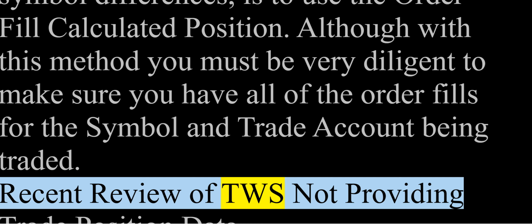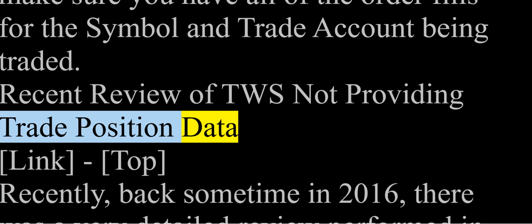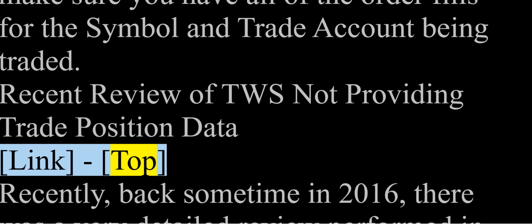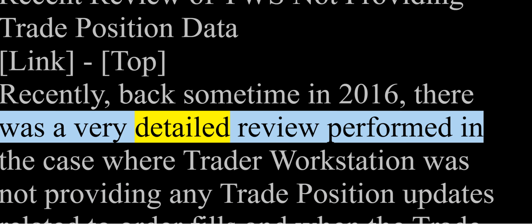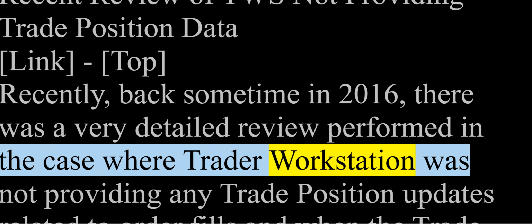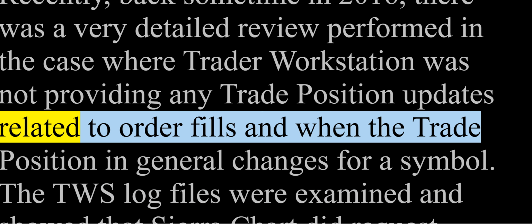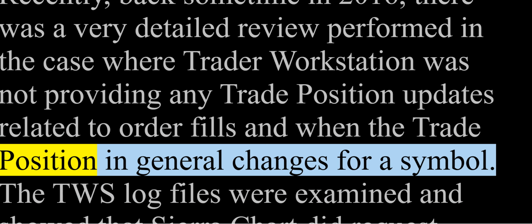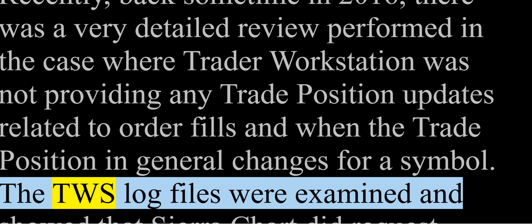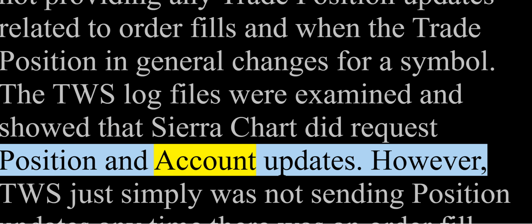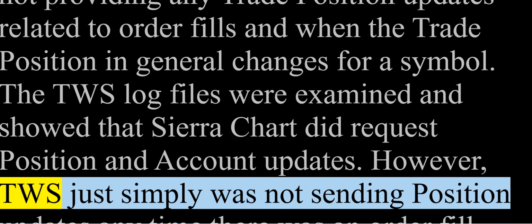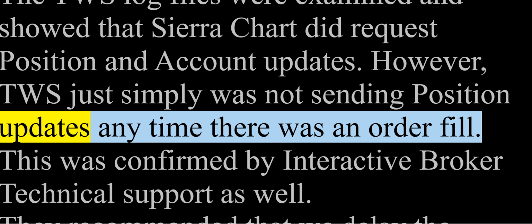Recent review of TWS not providing trade position data. Recently, back sometime in 2016, there was a very detailed review performed in the case where Trader Workstation was not providing any trade position updates related to order fills and when the trade position in general changes for a symbol. The TWS log files were examined and showed that Sierra Chart did request position and account updates. However, TWS just simply was not sending position updates anytime there was an order fill. This was confirmed by Interactive Brokers technical support as well.